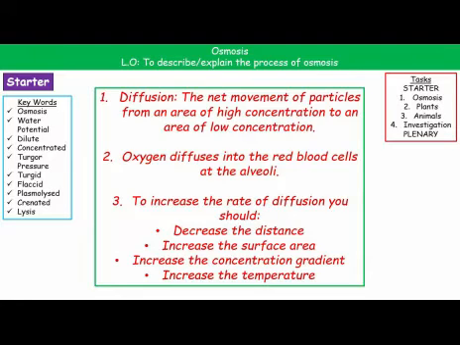And then if we're looking at ways that we can increase the rate of diffusion for number 3, there are 4 things we could have put down. You can give yourself a tick for each one of these you got. So you could decrease the distance, increase the surface area, increase the concentration gradient, or increase the temperature. So add those up for me and give me a total score over in the chat window. Let me know how you've done.